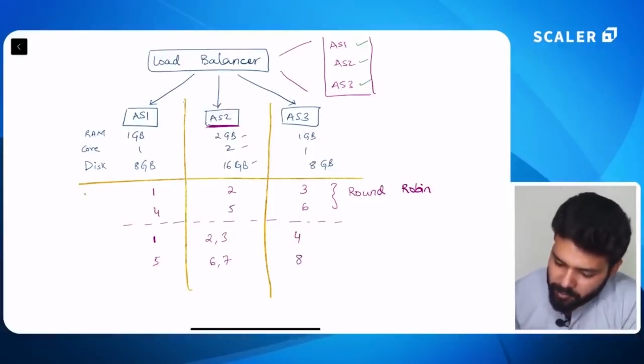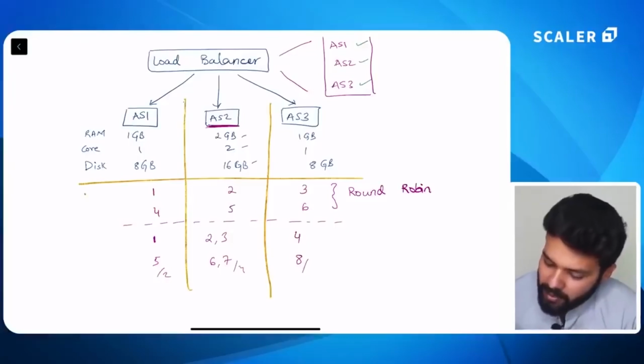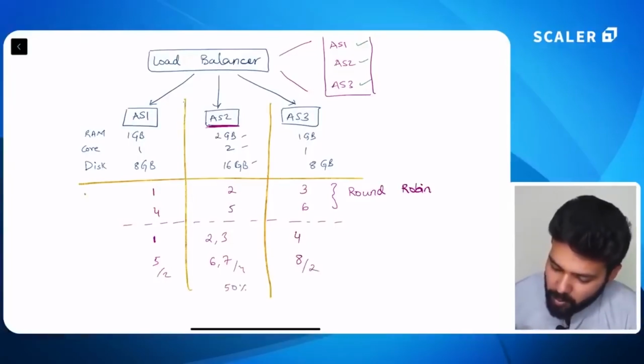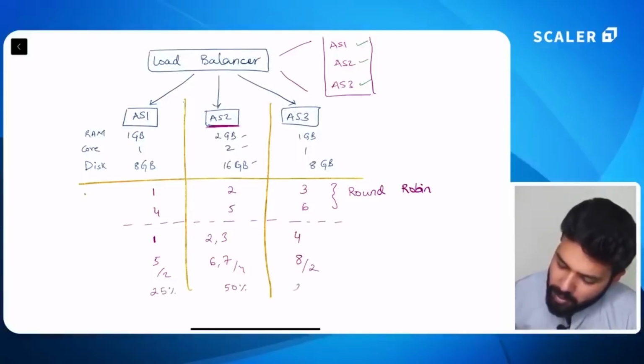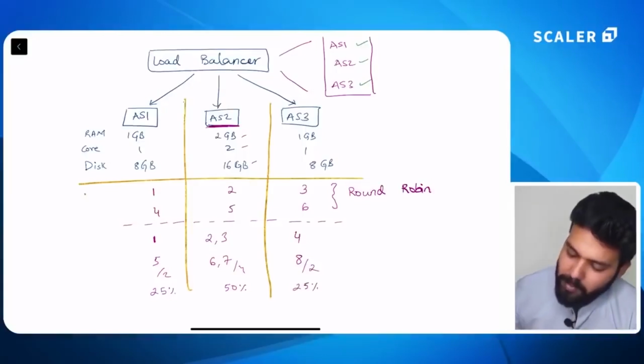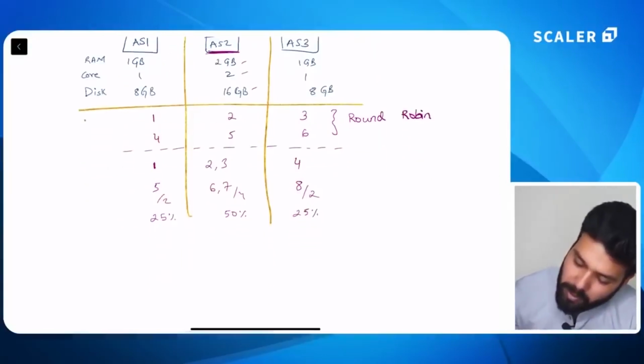That way, the first server gets 2 requests, this gets 4, and the last server will again get 2 requests. Application server 2 is getting 50% load. Application server 1 is getting 25% load. And similarly, application server 3 is also getting 25% of the load. This kind of routing strategy is called weighted round robin.